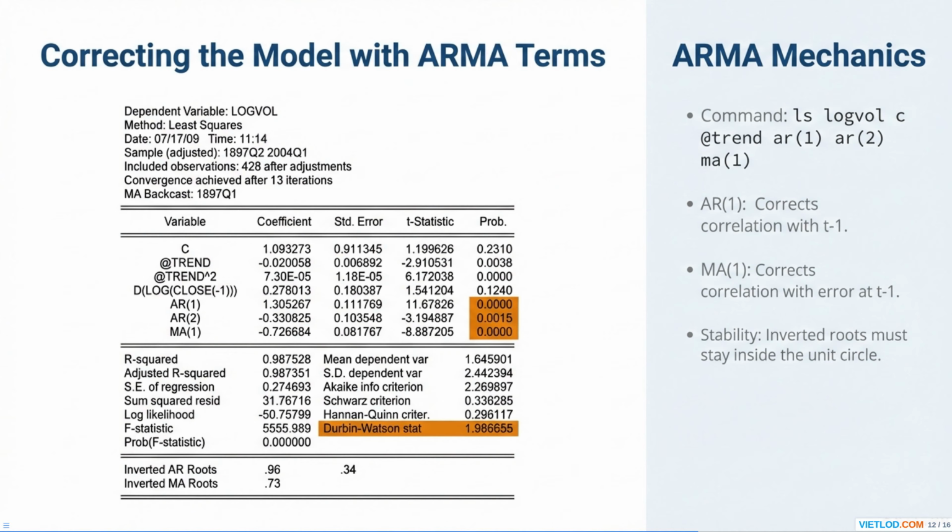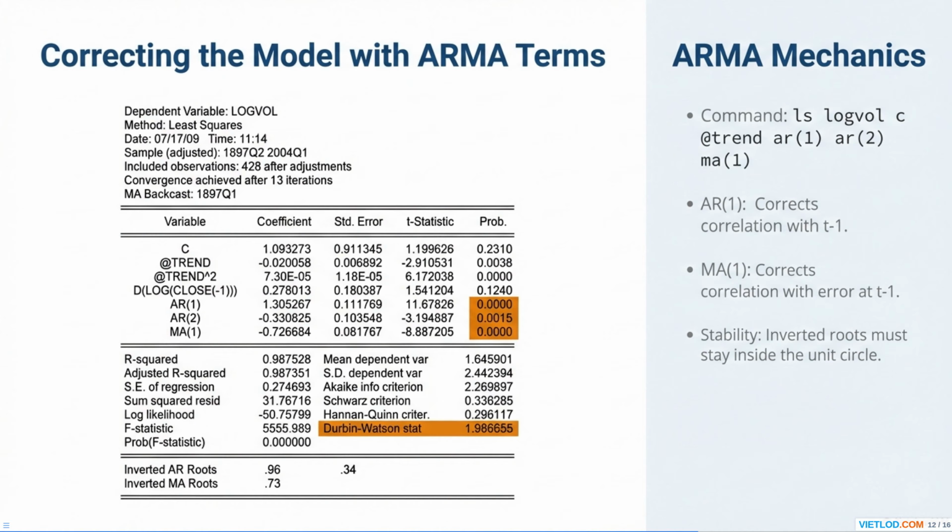To effectively address the serial correlation we diagnosed, we augment our regression model with ARMA terms. The EViews command is updated to include AR1, AR2, and MA1 alongside our constant and time trend, as shown. The AR terms, such as AR1, correct for the correlation with the dependent variable's past values, specifically at lags 1 and 2. The MA1 term, on the other hand, accounts for the correlation with previous periods' error shocks.